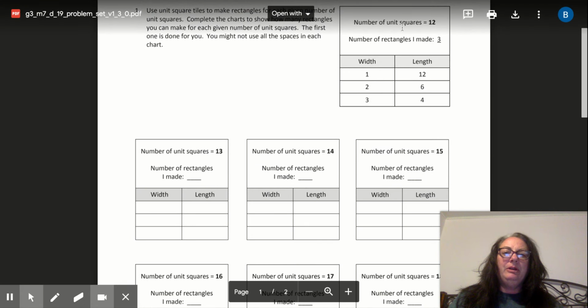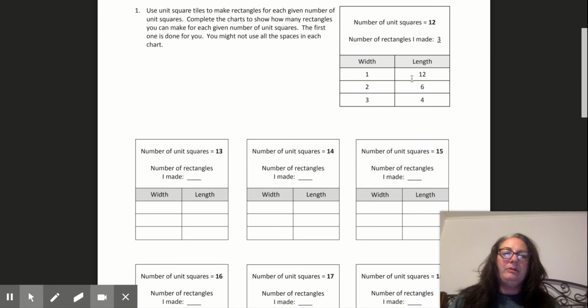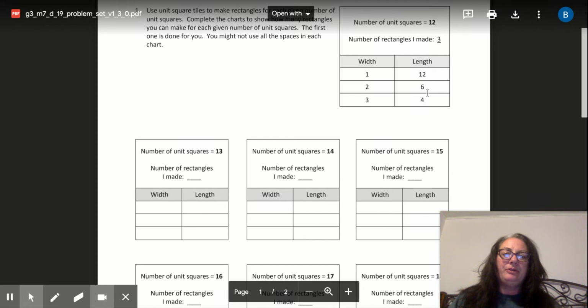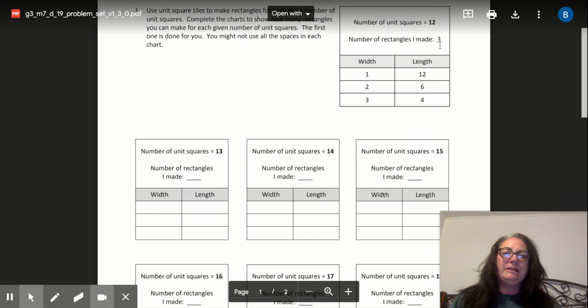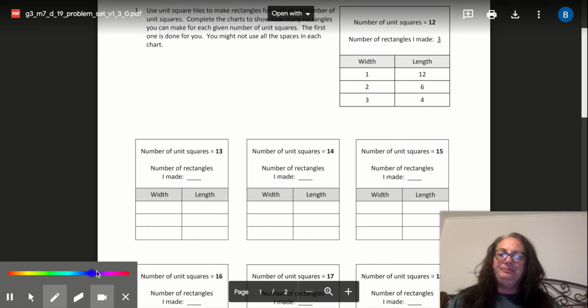First one, we have number of unit squares is 12. So we think of the numbers that we can multiply together that will give us 12. The width is going to be the smaller number, the length is going to be the larger number. So we have 1 times 12, which equals 12. 2 times 6 equals 12, and 3 times 4 equals 12. So that gives us 3 rectangles. So that's what we're going to do down here.